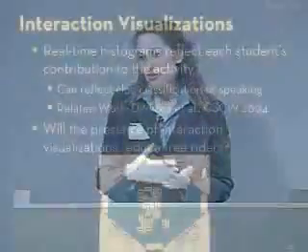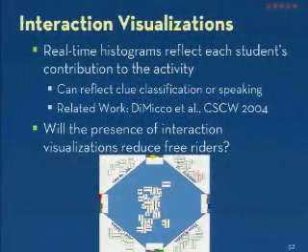So we actually had two different variations of our interaction visualizations. In one case, they showed how many clues you had actually classified relative to everyone else in the group. And in another case, they showed how much you were speaking in the foreign language relative to everyone else in the group. And so to measure that, we had people wear personal microphones. And of course, we also compared this to a third condition where there were no visualizations present. So again, will providing this very obvious awareness information help reduce free riders?